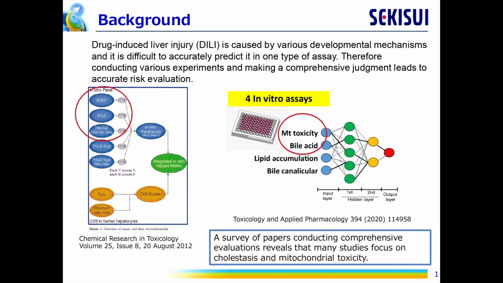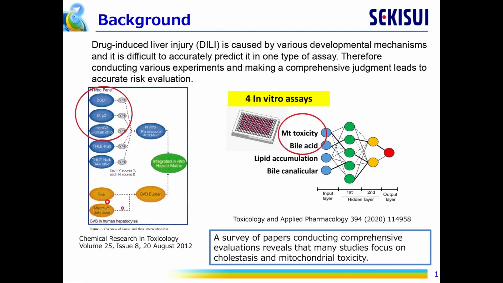First, I'd like to provide a brief overview of drug-induced liver injury, or DILI. Precise prediction of drug-induced liver injury through non-clinical studies is very difficult, since many mechanisms are complexly intertwined. Therefore, in a drug's development, comprehensive evaluation from several studies is conducted to predict DILI. I'd like to show two examples.